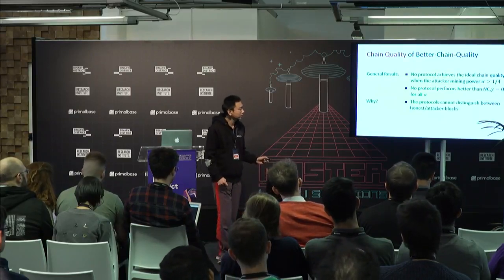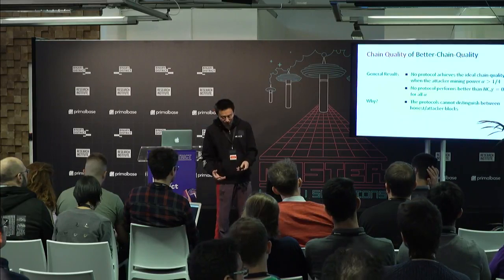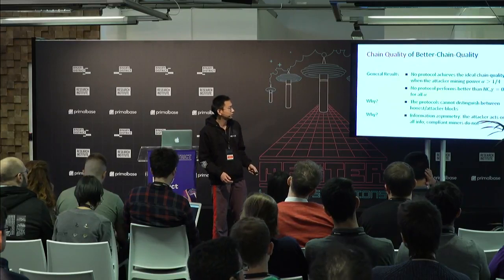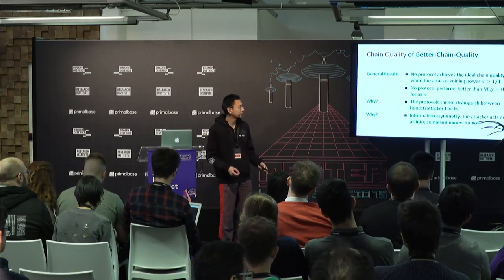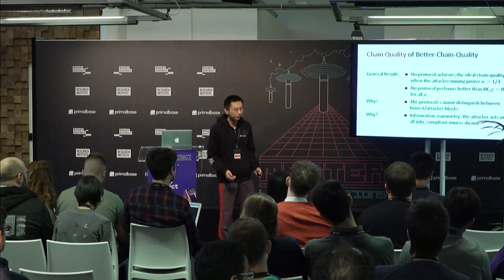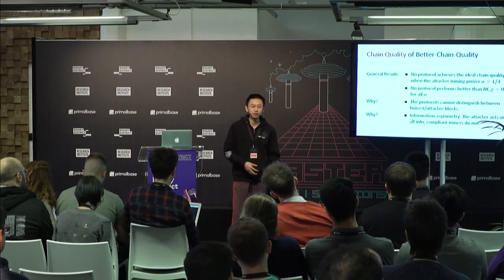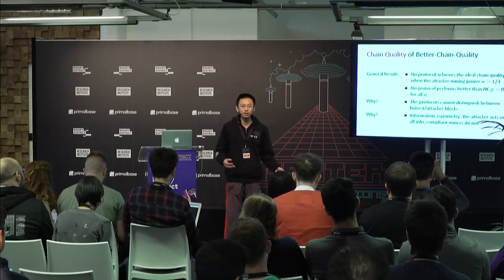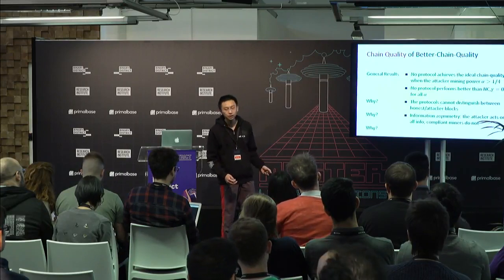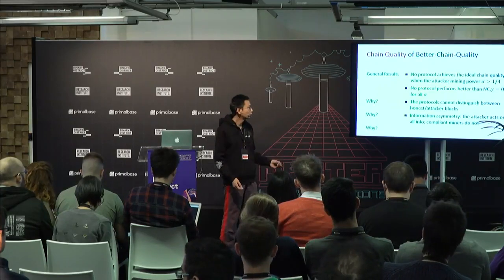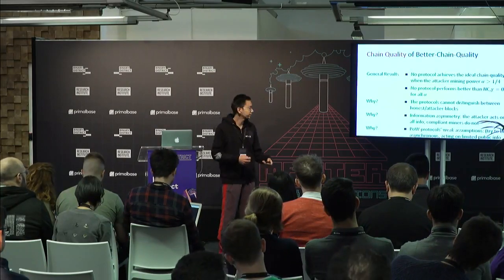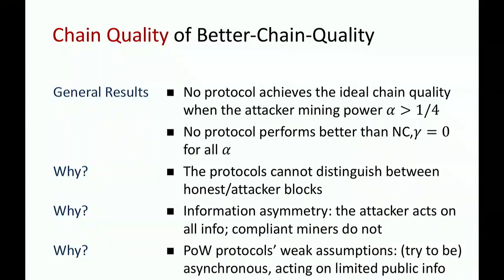Because the protocols cannot distinguish between honest and attacker blocks. And why can't the protocols distinguish these blocks? It's because of information asymmetry. The attacker acts on all available information: how many blocks I have, how many blocks are published, how many blocks are secret, when did I publish these blocks. All kinds of information are available to the attacker. However, the compliant miners only act on limited public information. And why is that? Because of proof-of-work protocols' weak security assumptions. They try to be asynchronous. They prescribe that all miners only act on very limited public information.